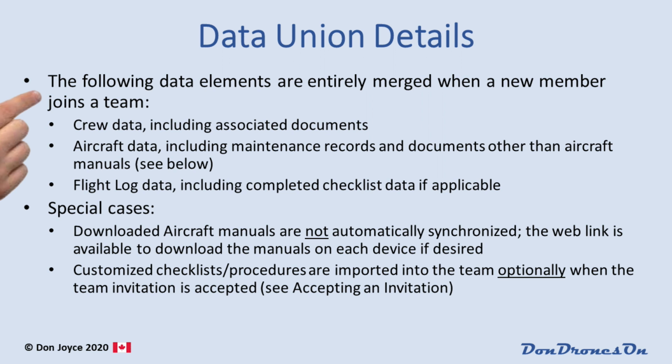The following data elements are entirely merged when a new member joins a team. All the crew data, including any associated documents like pilot certificates and things like that. All of the aircraft data, including maintenance records and documents, with one exception, and that is aircraft manuals. We'll talk about that in a second. Aircraft manuals are not synchronized because they're huge.